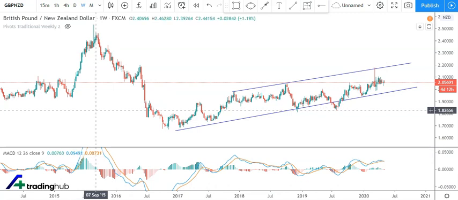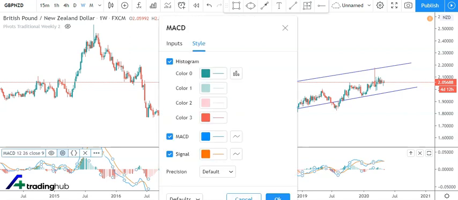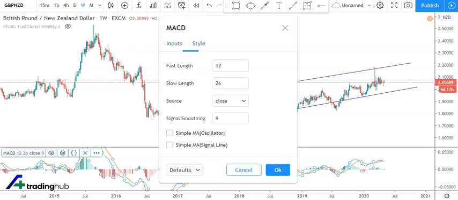So let's go to how we can set our MACD. Come down here, click the clock button where you have the settings. Make sure your input on your MACD, the fast length is 12, the slow length is 26, the source should be close, the signal smoothing should be 9. These are the settings you should place on your MACD. Most trading platforms come with this input as a default setting.